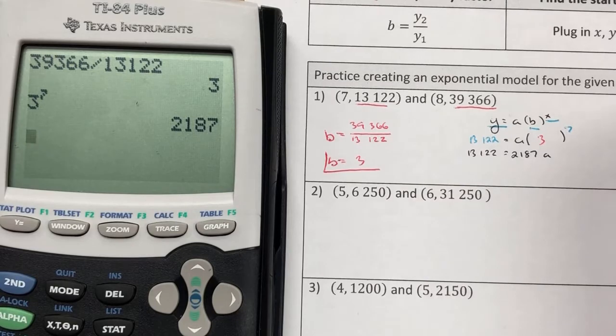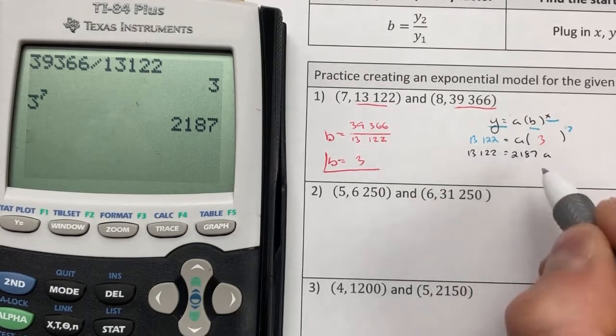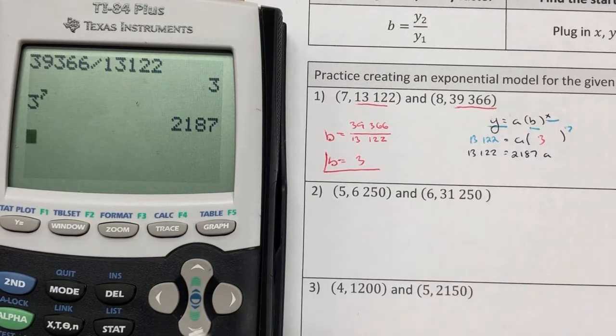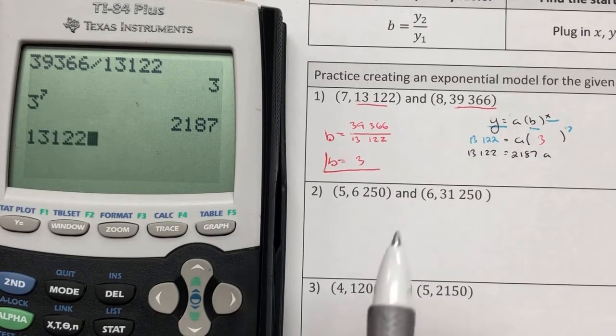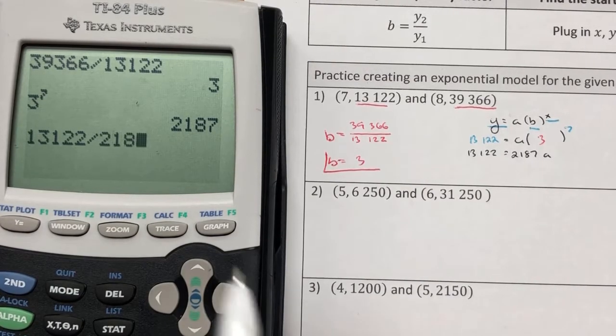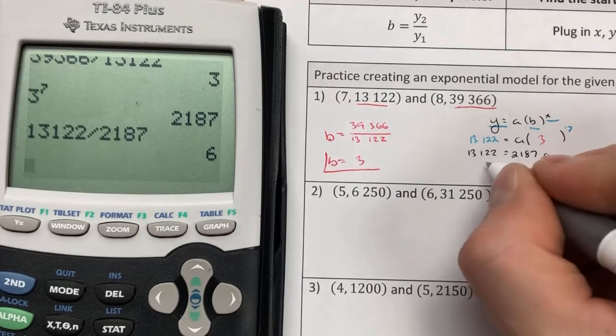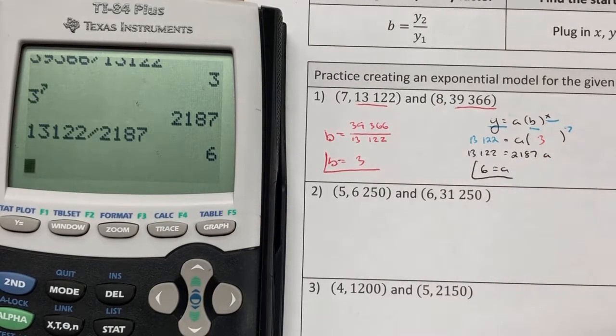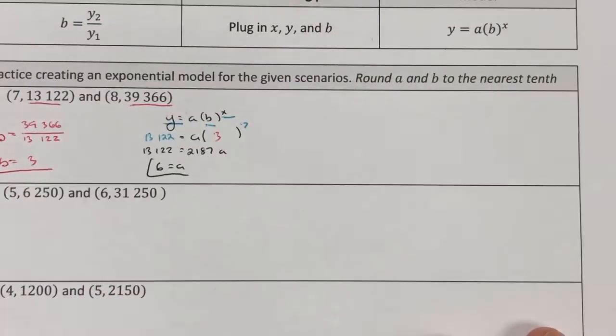So 13,122 is 2,187a. The next thing is I'm going to divide both sides by 2,187. So whatever 13,122 divided by 2,187 is, I'll get 6. Okay, that's my second important point.